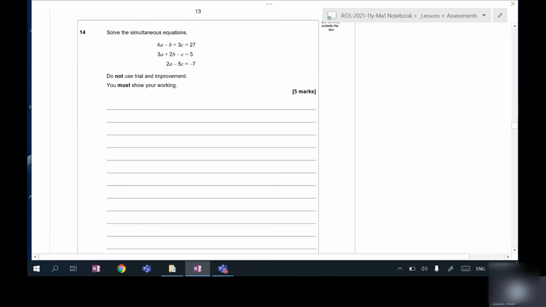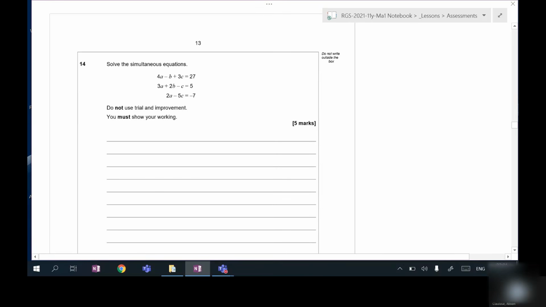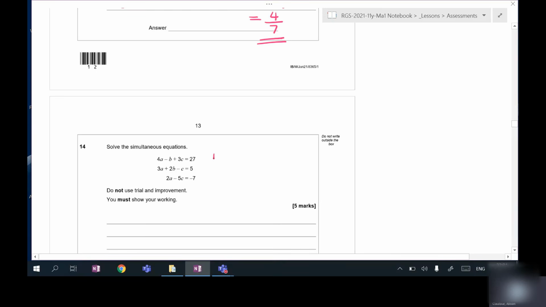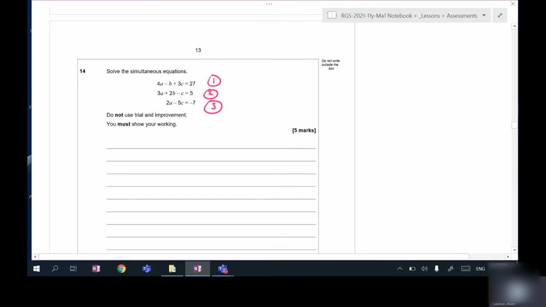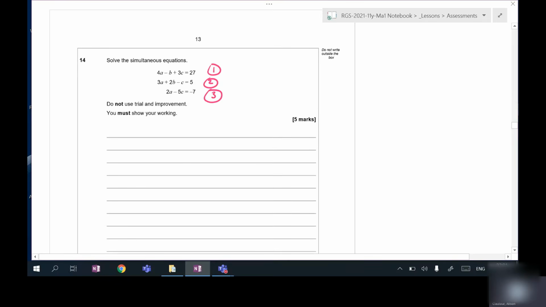Three simultaneous equations. Okay, so I'm going to have a close look at this one. If we look, let's label them 1, 2, and 3. Equation 3 already has no b in it. So what I'm going to do is eliminate b from equation 1 and 2.